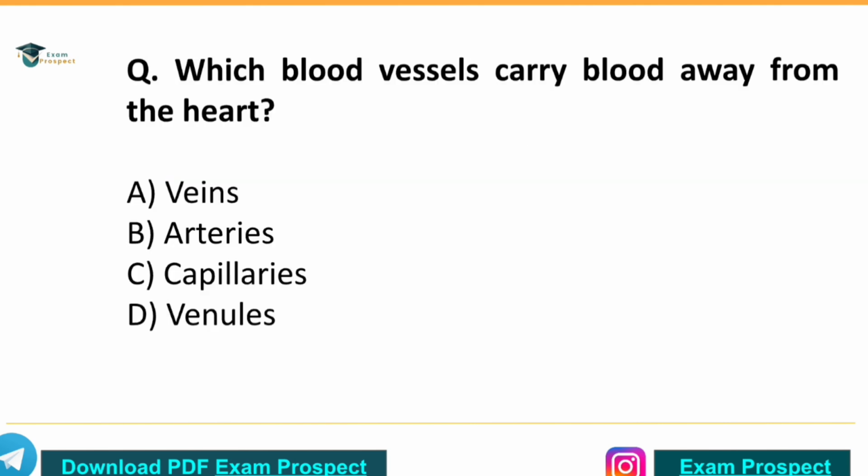Next question. Which blood vessels carry blood away from the heart? Correct answer is option B, arteries. These are the strong muscular vessels that carry oxygen-rich blood away from the heart to all parts of the body. They have thick, elastic walls that can withstand the high pressure of the blood pumped from the heart. As arteries branch out farther from the heart, they become smaller and are called arterioles.